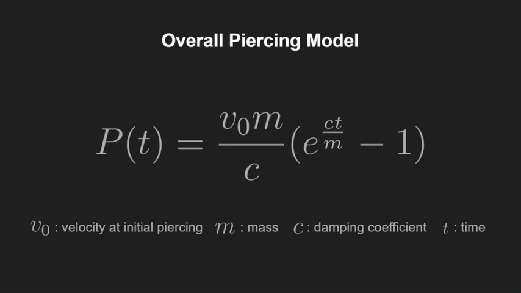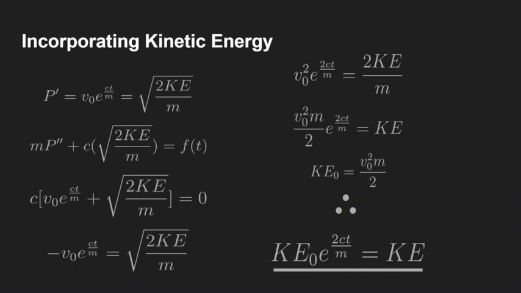Additionally, we wanted to incorporate the kinetic energy into our model, as we know that kinetic energy has a direct relationship to the amount of damage done by a spear. To do this, we use the fact that p prime equals our velocity at time t, and we can solve for velocity in the kinetic energy equation to get p prime equals root 2KE over m.